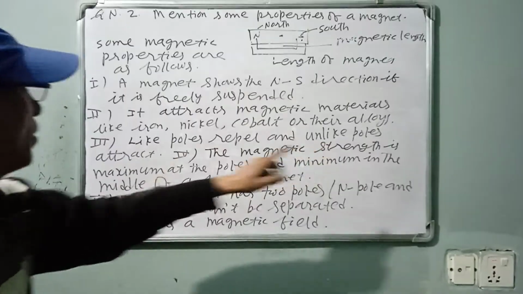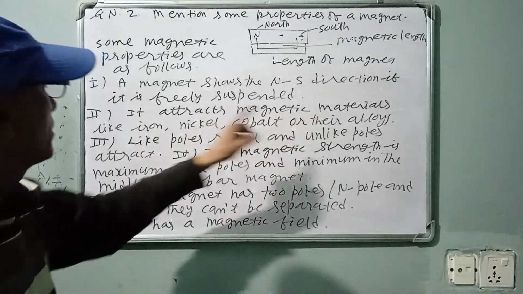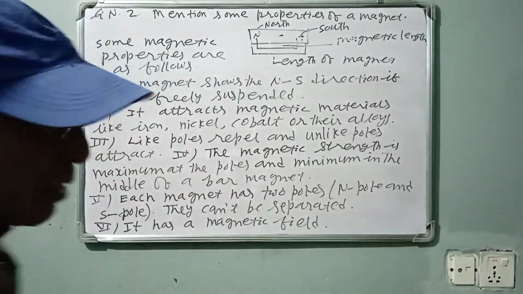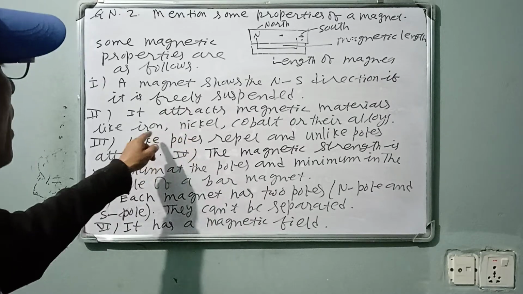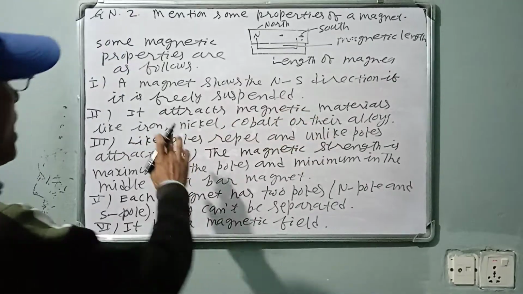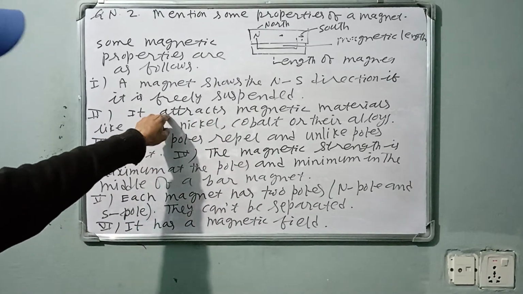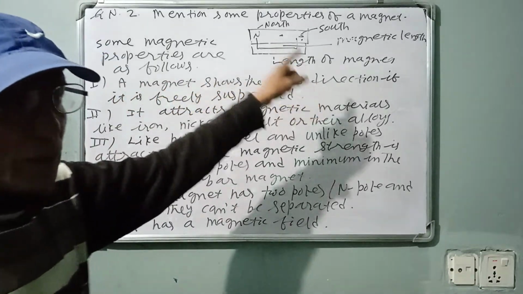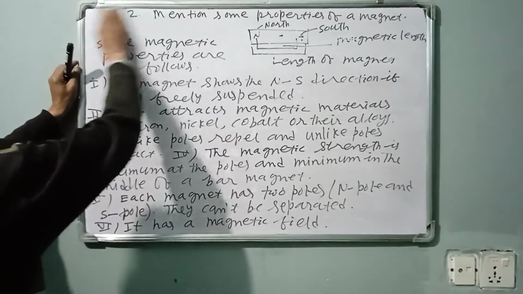Like poles repel, unlike poles attract. Each and every magnet attracts magnetic bodies only, but it does not attract non-magnetic bodies like copper, zinc, gold, silver are non-magnetic. They are metals, but they are non-magnetic. Only magnetic materials are attracted towards a magnet, and every magnet shows the north-south direction. It does not show east-west direction. It is freely suspended.